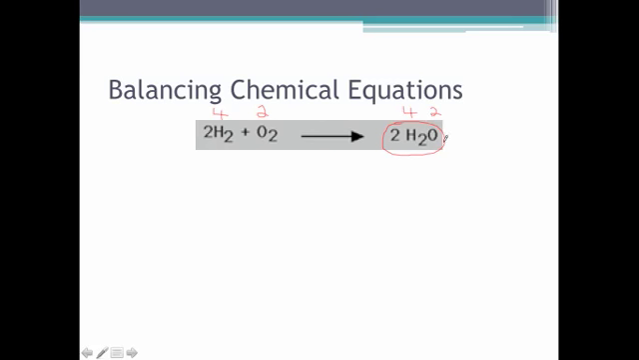I can't stress enough that the only way you can do it is to play with these coefficients. If, for example, I tried to get a couple of oxygens on this side by subscripting a 2 here, then the nature of the molecule changes completely. The formula for water is H2O, that's the end of it. If I were to write H2O2 here, that is not the formula for water.